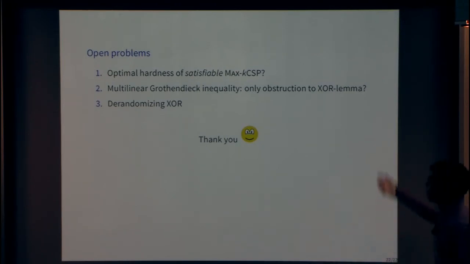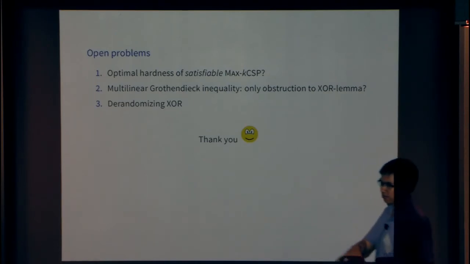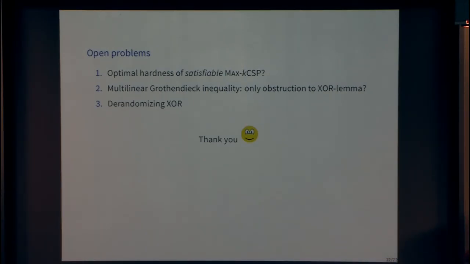Another question I mentioned earlier is whether the coordinate inequality is the only obstruction to this XOR step. And finally, I think it would be of interest to de-randomize the XOR step. Right now, if you take the XOR of an instance, it will blow up the size of the instance by a lot. Can you work around it? Can you do a de-randomized version of XOR and still achieve a similar soundness?